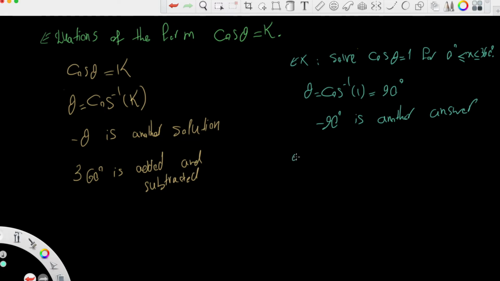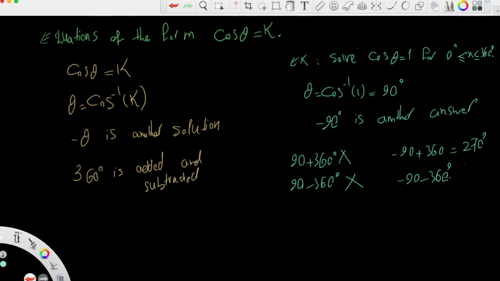Then 360 is added and subtracted. 90 plus 360, 90 minus 360, also to this angle, minus 90 plus 360, minus 90 minus 360. So 90 plus 360 goes beyond 360, so it won't be acceptable. 90 minus 360 will be negative, so no, but negative 90 plus 360, which is 270, will be acceptable. Negative 90 itself is not acceptable. So the acceptable answers are 90 and 270 for this equation.